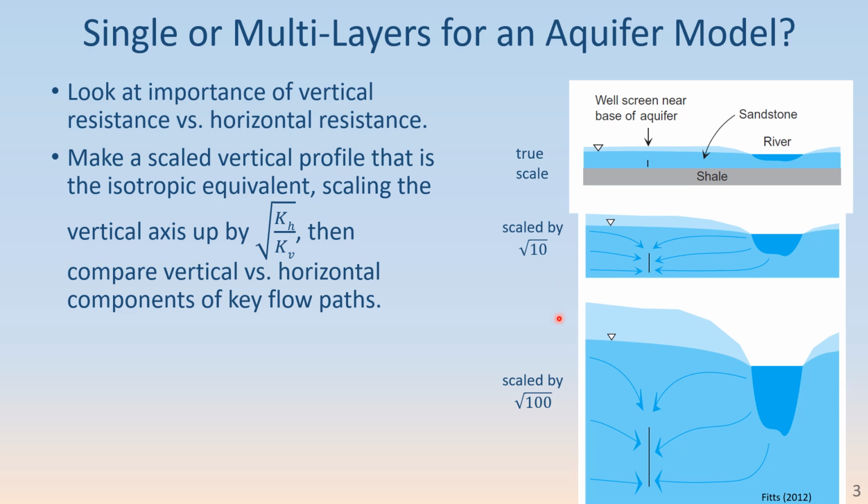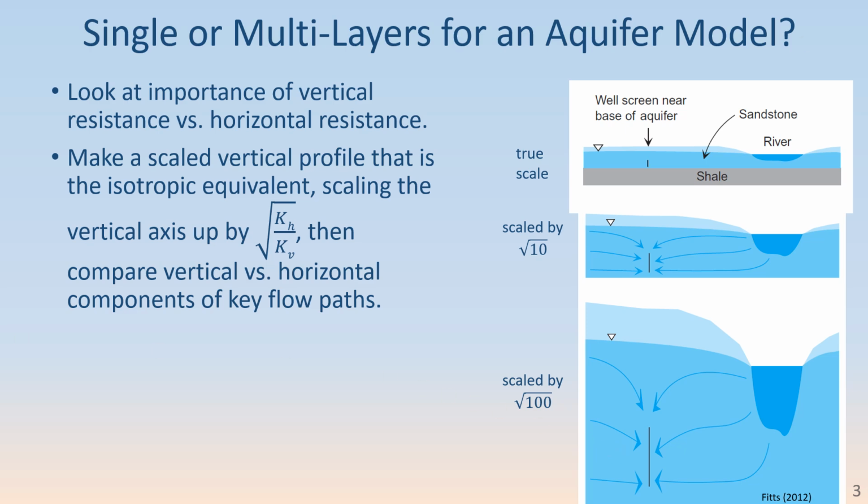Then let's take it up to a 100-to-1 horizontal to vertical conductivity ratio and scale it by 10, which is the square root of that ratio. Now you can see that by neglecting the vertical resistance to flow along these paths in the equivalent isotropic domain, we're missing out on a fair amount of the problem. So if you wanted to model this aquifer with that 100-to-1 ratio, you'd probably want to do a three-dimensional analysis, and in Anaqsim that would be a multi-layer model.